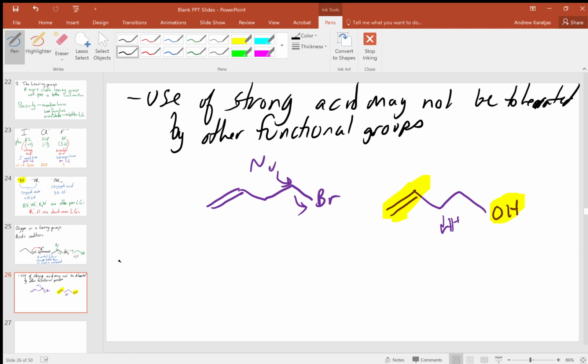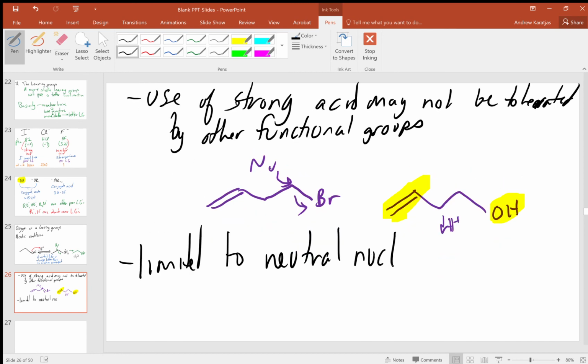The second drawback is under acidic conditions, we are limited to neutral nucleophiles. If we add a negative nucleophile, which is a better nucleophile, then that negative nucleophile is likely to just react with the acid and nothing will happen. So this type of thing can be used in some situations. But because of these two issues, you have to be very careful.